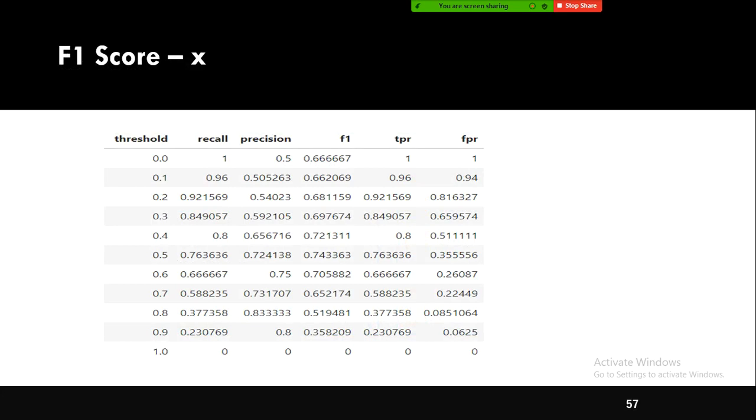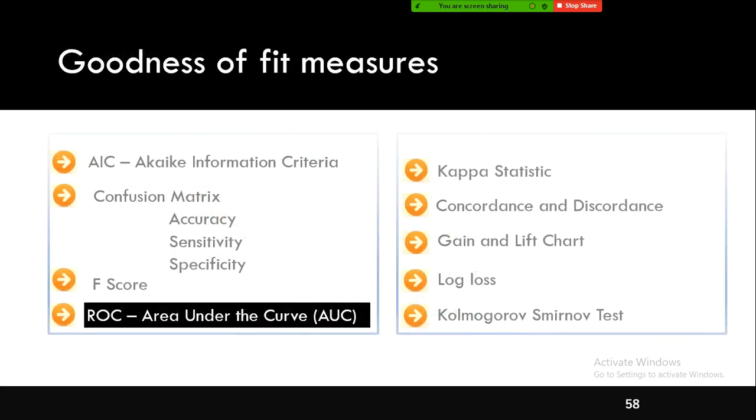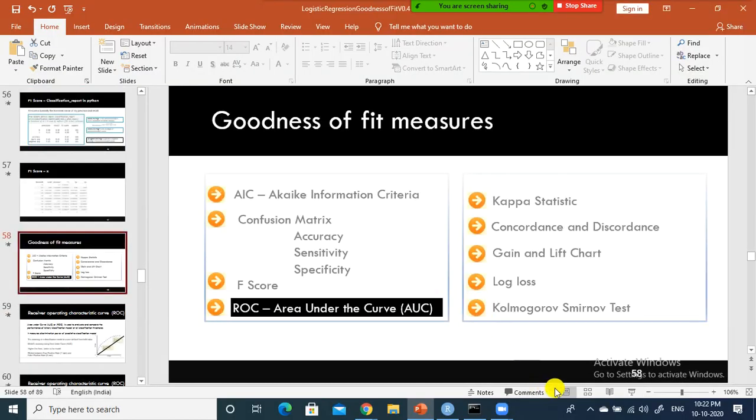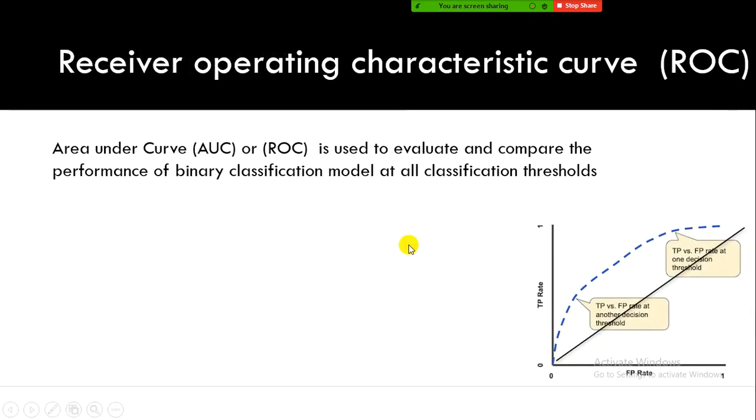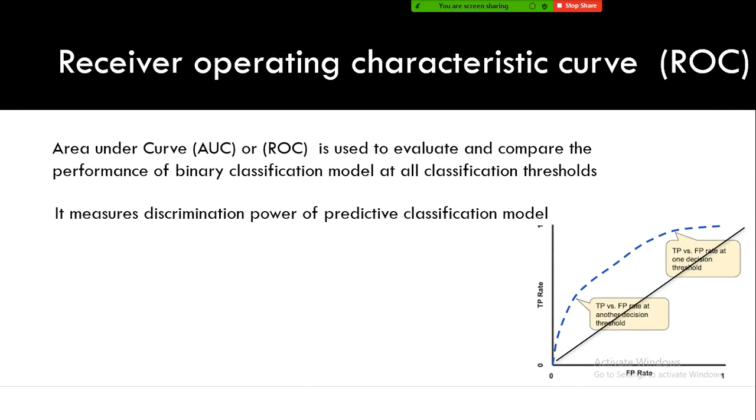Okay, next we will take a look at the ROC. ROC stands for receiver operating characteristic curve. This is also used to compare the performance of a binary classification model at different classification thresholds. That is the beauty of ROC. This is another metric, or another technique, that we use to evaluate the model performance.